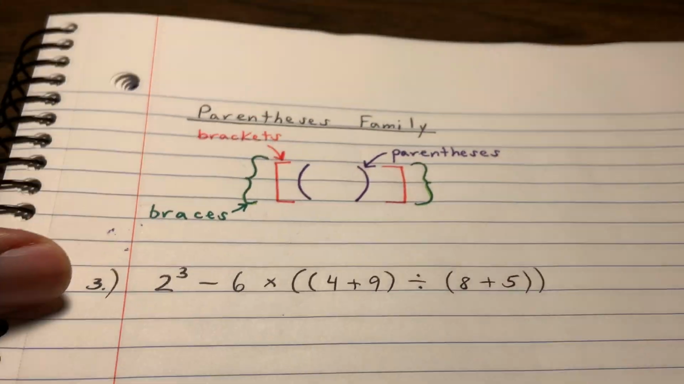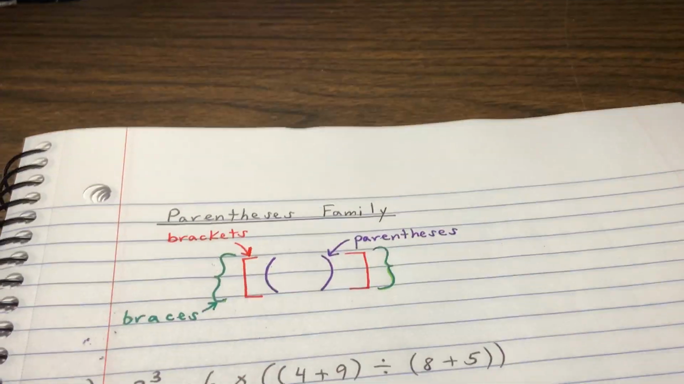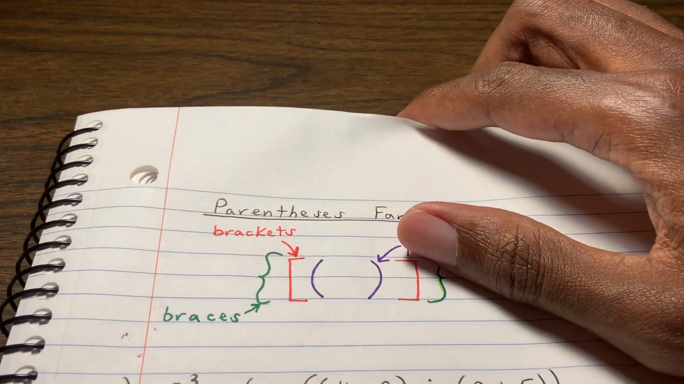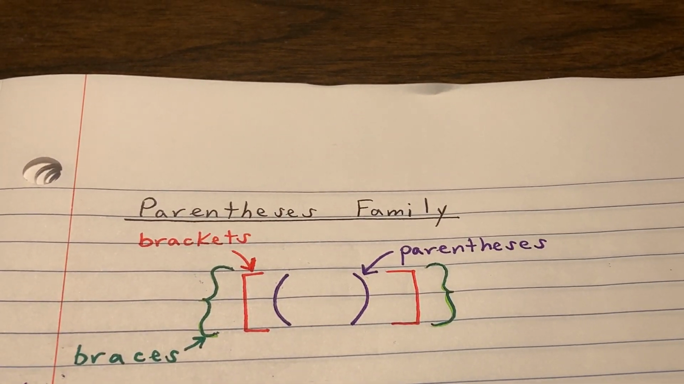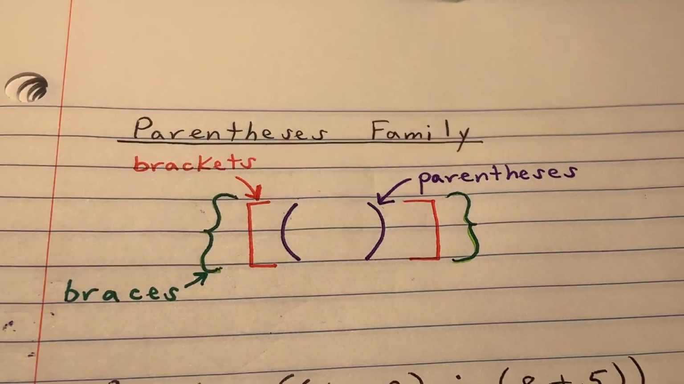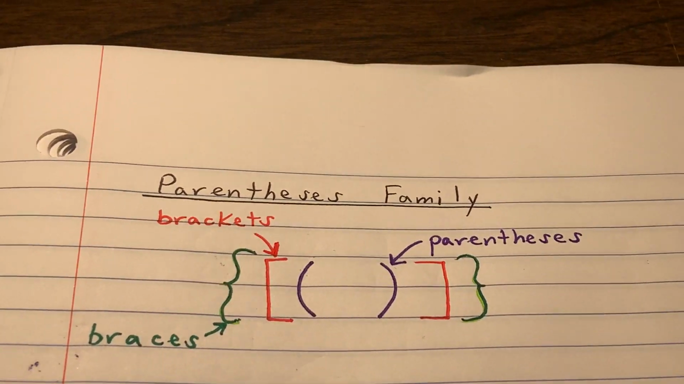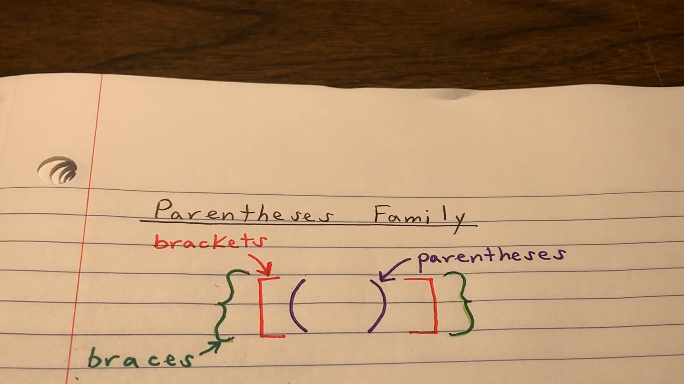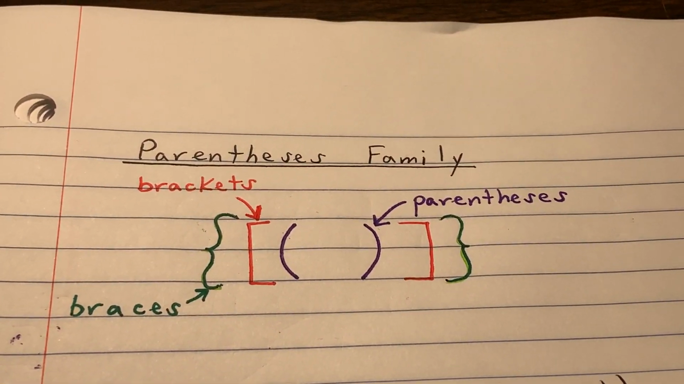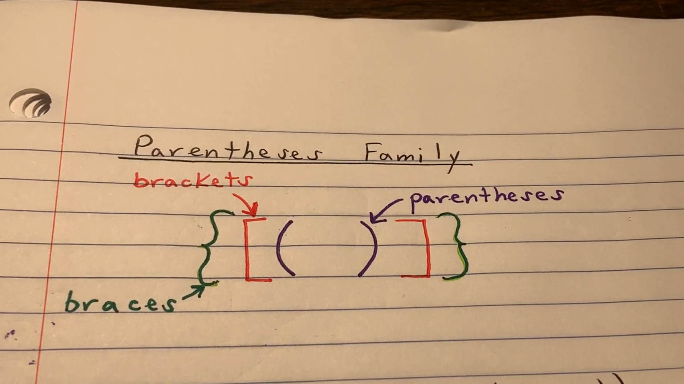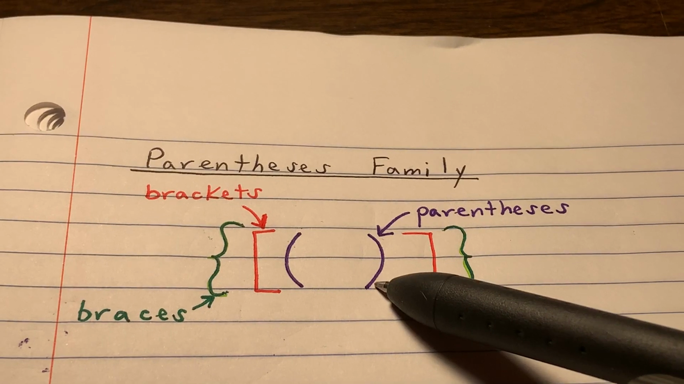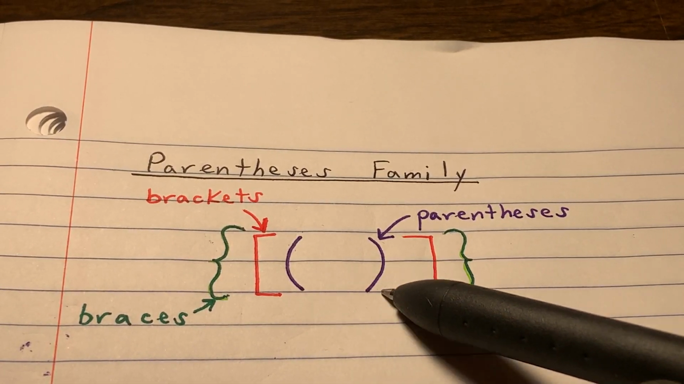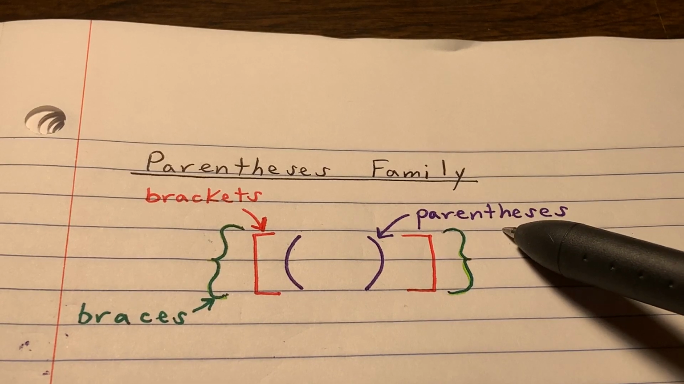Okay, here it is, ladies and gentlemen. You might say, Mr. Barbier, what is the parentheses family? Well, I'm glad you asked. Here it is. The parentheses family is made up of 3 members. Okay, the parentheses family is made up of 3 family members, and here they are. We have parentheses, which goes on the inside, right? The innermost parentheses are called parentheses.